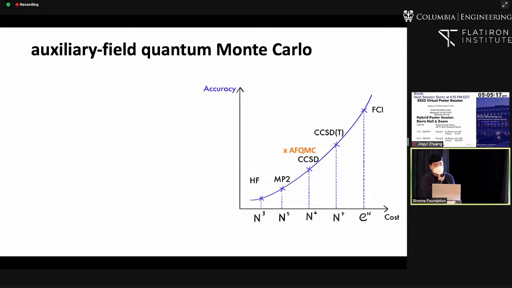Before I go on, let me tell you a little bit more about what I mean by AFQMC. I believe Miguel Morales from Flatiron will be giving a talk on AFQMC tomorrow morning. So I'm going to keep it quite brief just within this slide.